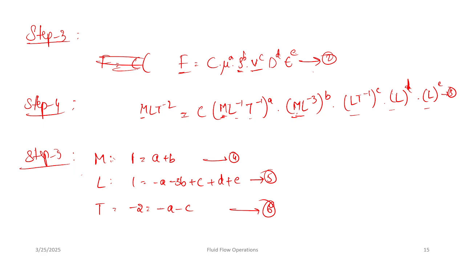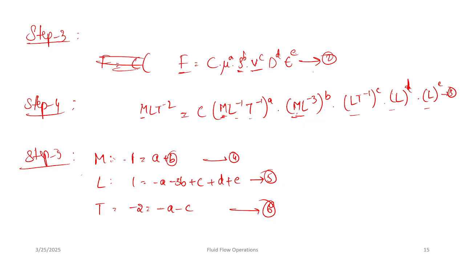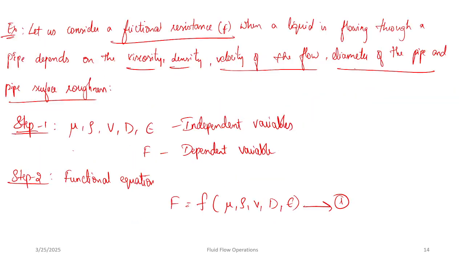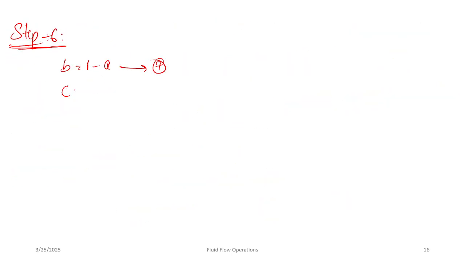So from equation number 4, we can write B as B is equal to 1 minus A, right? This will be equation number 7. And from equation number 6, we can write C is equal to 2 minus A. This will become equation number 8.